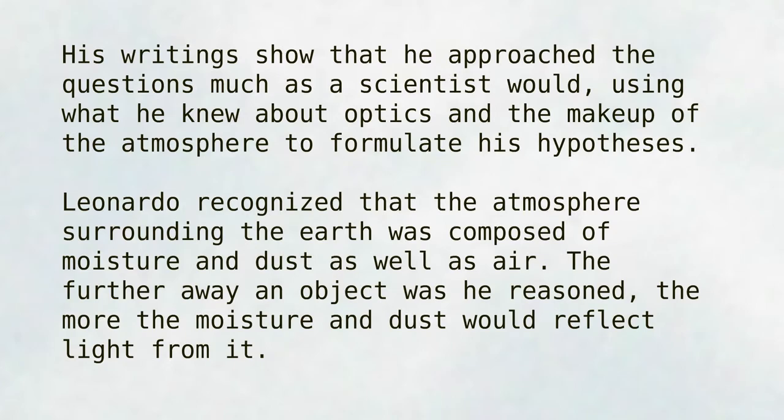His writing showed that he approached the questions much as a scientist would, using what he knew about optics and the makeup of the atmosphere to formulate his hypothesis. Leonardo recognized that the atmosphere surrounding the Earth was composed of moisture and dust as well as air. The further away an object was, he reasoned, the more the moisture and dust would reflect light from it. Please write this information down in your Cornell notes. You can summarize it in your own words.